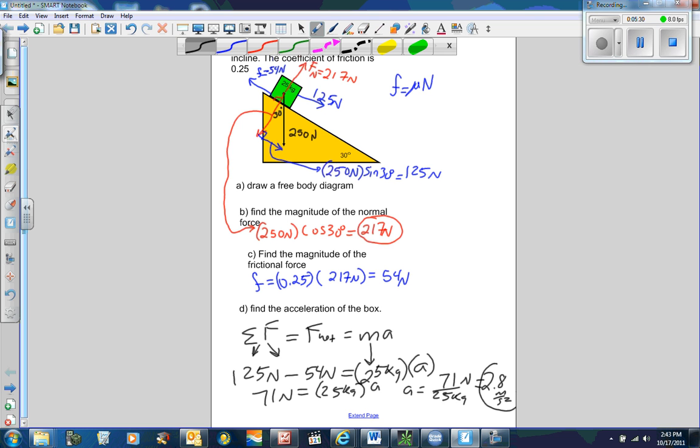That is the answer if you look on the answer sheet. That's the answer. That's it. That's how you do number 3 on the worksheet.